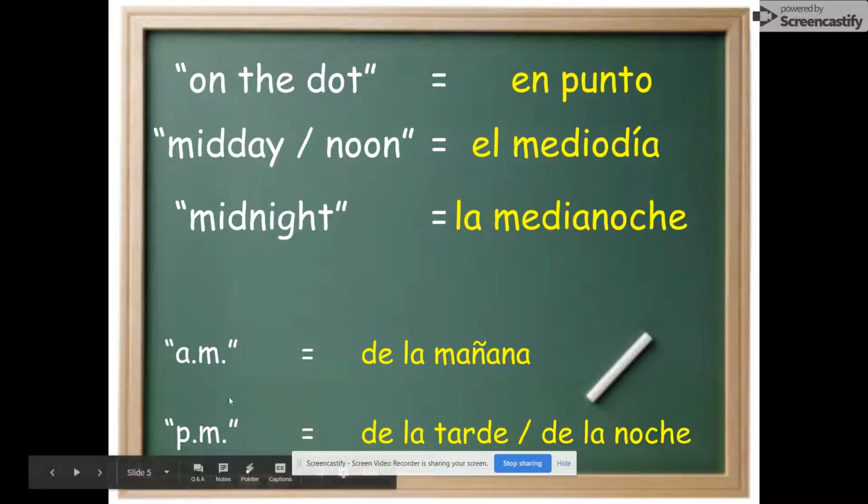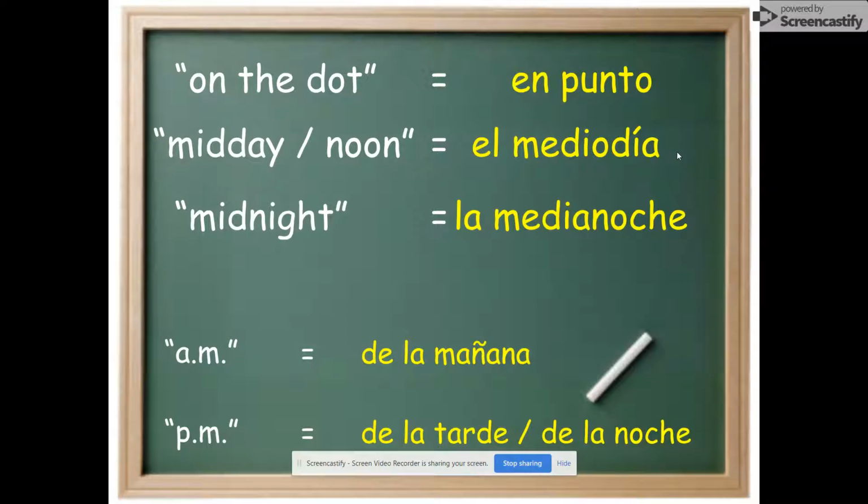With AM and PM, we have exactly the same thing that we have in English. So for the AM, we can say AM or we can say de la mañana. And for the PM, depending on the person, depending on the time, depending on the countries, we can say de la tarde or de la noche. Before 7 or 8 o'clock will be de la tarde, but some people will want to say de la noche maybe, and after 8 o'clock we will say de la noche.